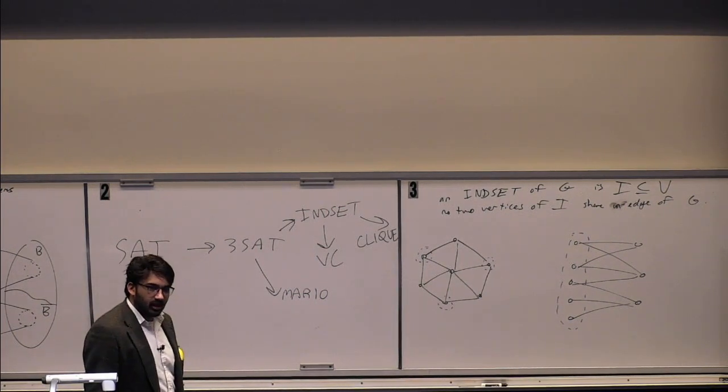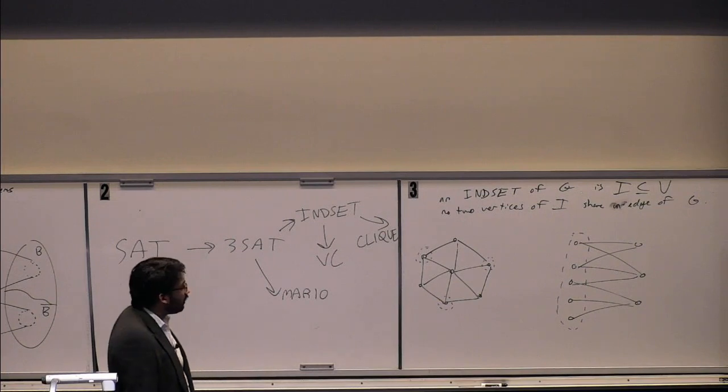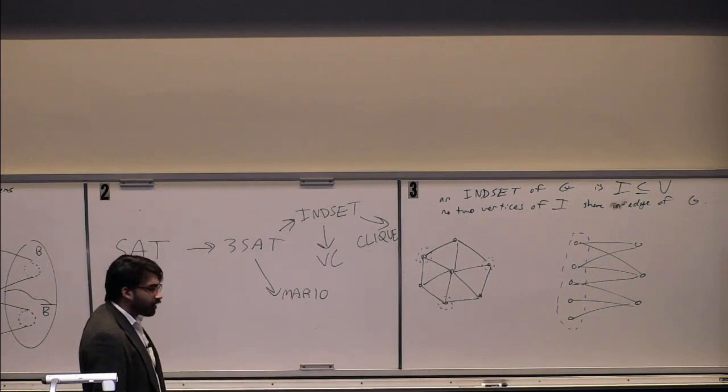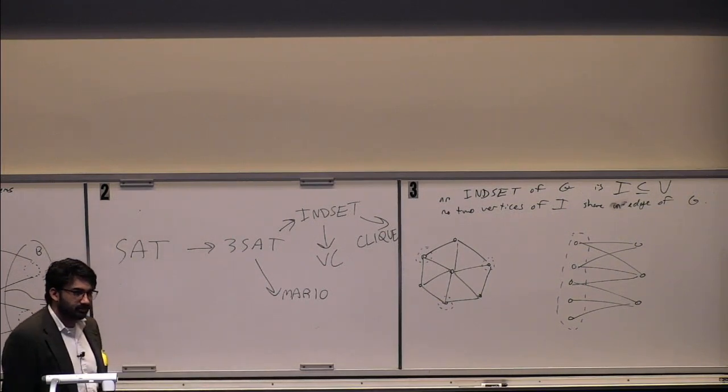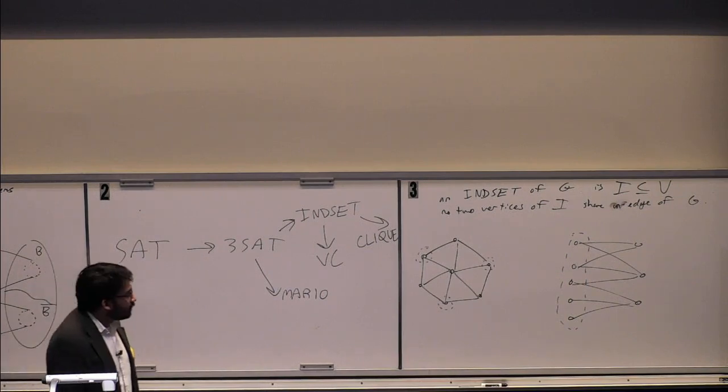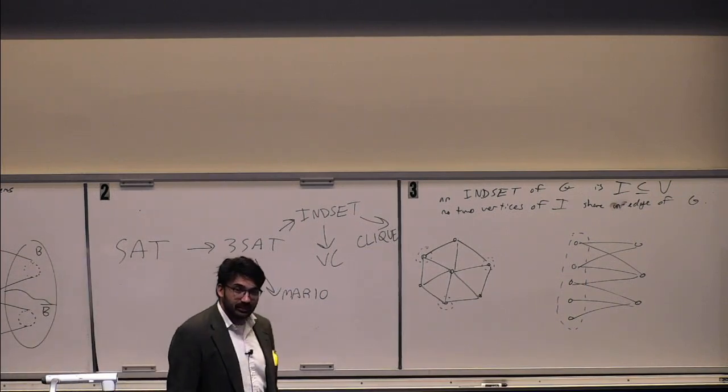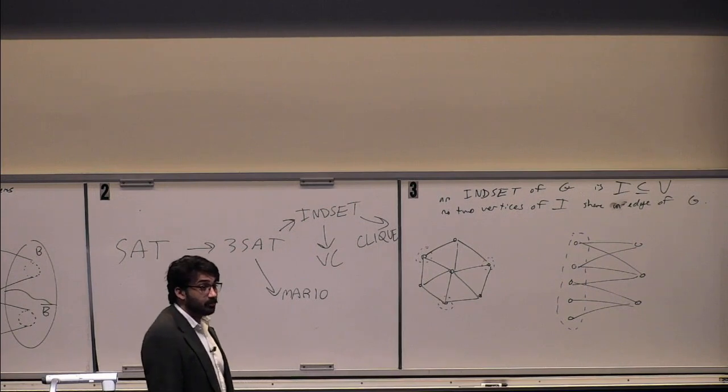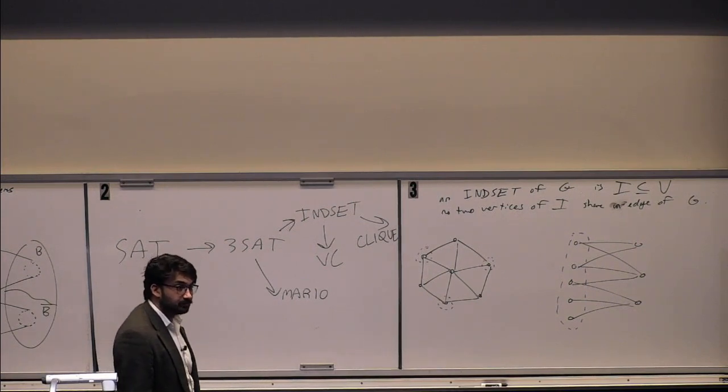So the independent set on certain variants of graphs at least appears decidable efficiently. It appears that I could probably find a maximal independent set in a graph pretty easily. But it turns out that this problem is NP-complete. This is a hard problem, and the best algorithms for this are exponential time, right?